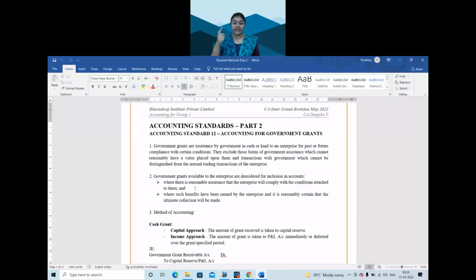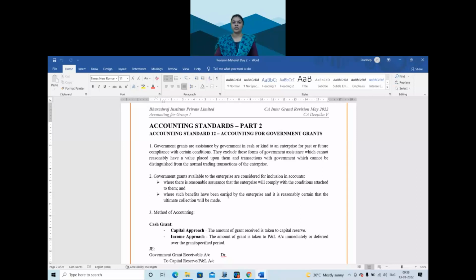And second, most importantly, the benefits have to be earned by the enterprise and there should be a reasonable certainty of collection. So basically, it is not enough that you apply for the grant. How a grant process happens: you apply, the government takes up the process and then it has to grant or approve. Until the approval comes, there is no reasonable certainty. Just because you have applied does not mean you can recognize the grant in the books. I could have applied even in 2016 or 17, but if the application is processed in 2021, I can recognize the grant only in the year 2021 when the grant accrues to the enterprise.